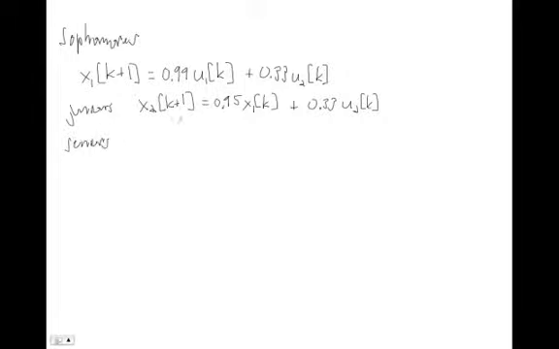And then let's write our equation for seniors, and that's how many seniors there will be next year. And I think we probably make some sort of similar number, let's say.